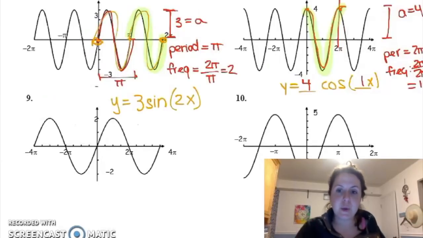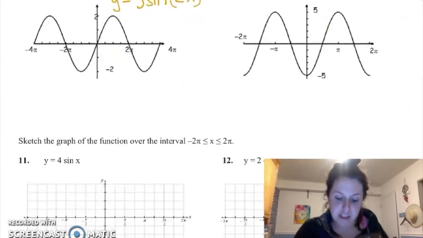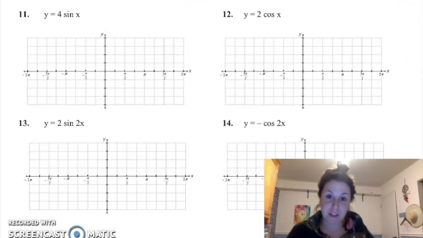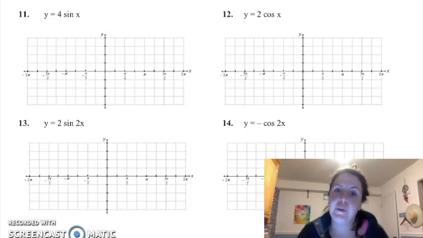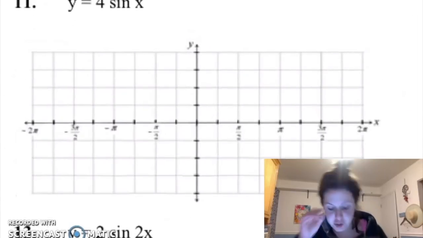All right, let's do another one of those. Let's go down here. Actually, let's just do some graphing. Let's jump into this. So we're going to graph these on the interval from -2 pi to +2 pi. And so let's check out this one.